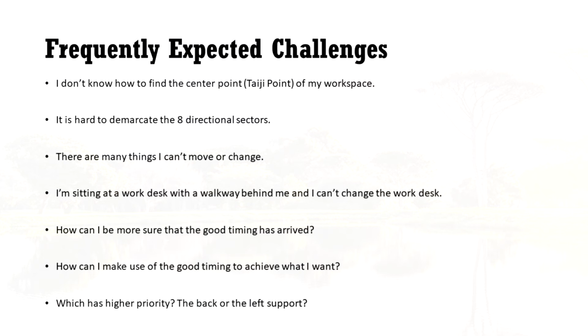Let's go through them. I don't know how to find the center point of my workspace. That's easy. For those who have a room, as I mentioned just now, use the center point of the room. If you don't have a room but just a cubicle or a table, the center point is usually the spot between where you normally sit and the edge of the table. Once you have the center point, place a reliable compass there and mark out the 8 directional sectors. So this is the number 1 challenge that most people find.